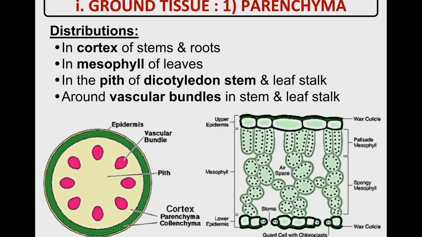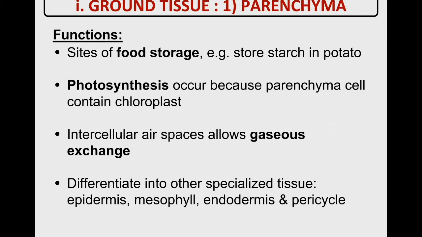Distribution: in the cortex of the stem, the mesophyll of the leaf, because inside the parenchyma contains the chloroplast. In the pith of the dicotyledon stem, and the vascular bundles. Function: as they are large structures, they are really suitable for food storage. They will store starch. Photosynthesis, as they have the chloroplast. So the location must be inside the mesophyll cell, inside the leaf.